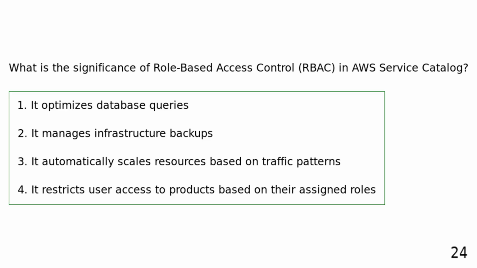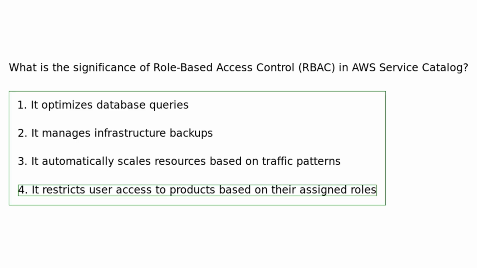What is the significance of role-based access control in AWS Service Catalog? It optimizes database queries. It manages infrastructure backups. It automatically scales resources based on traffic patterns. It restricts user access to products based on their assigned roles. Role-based access control in AWS Service Catalog restricts user access to products based on their assigned roles, ensuring that only authorized users can request and deploy resources.